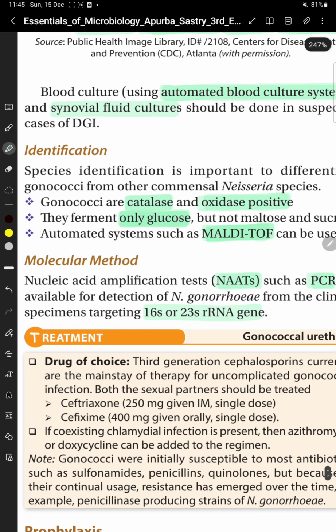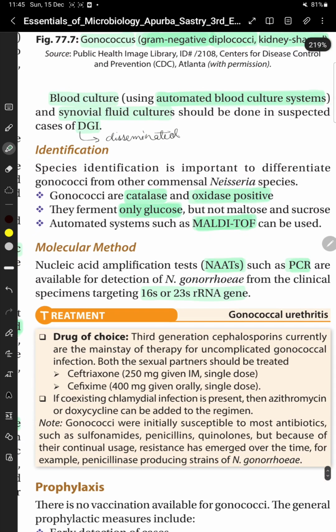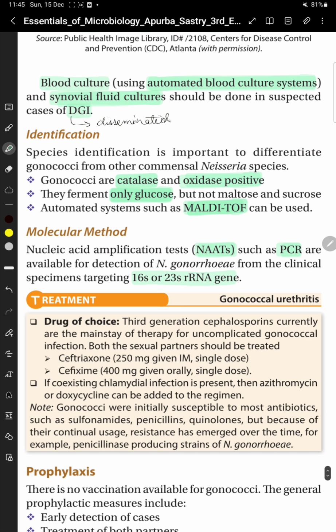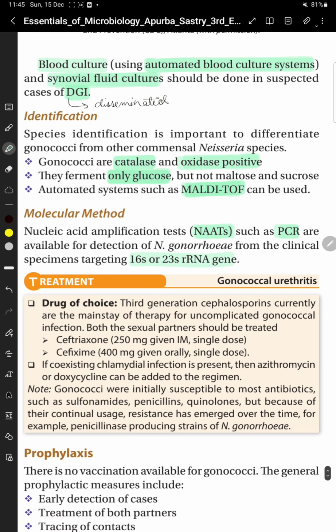In a suspected case of DGI, that is disseminated gonococcal infection, blood culture and synovial fluid culture are done.